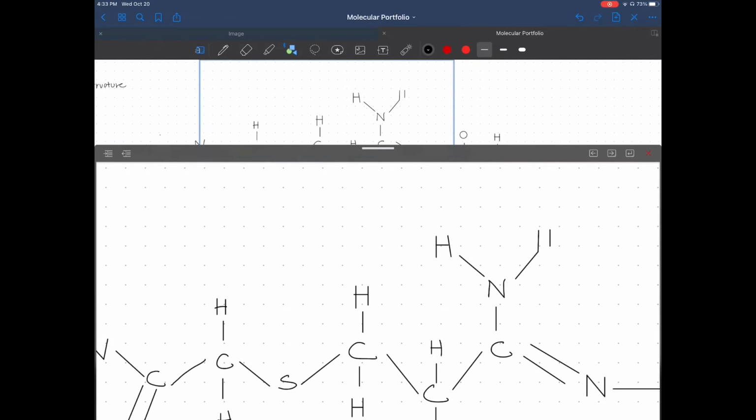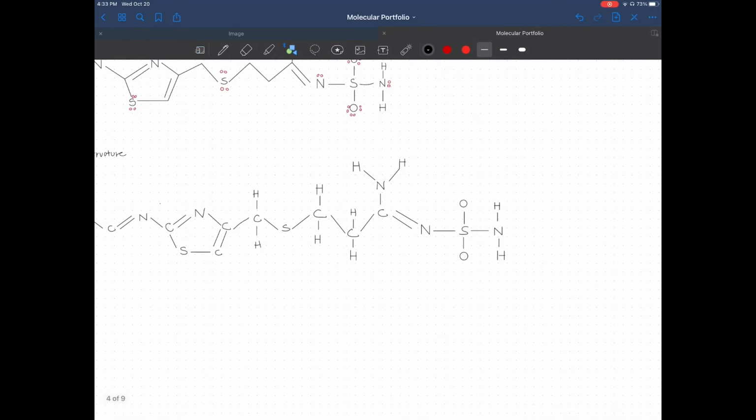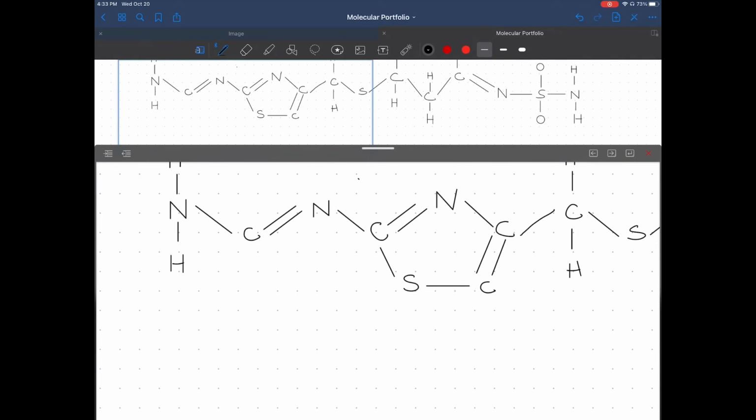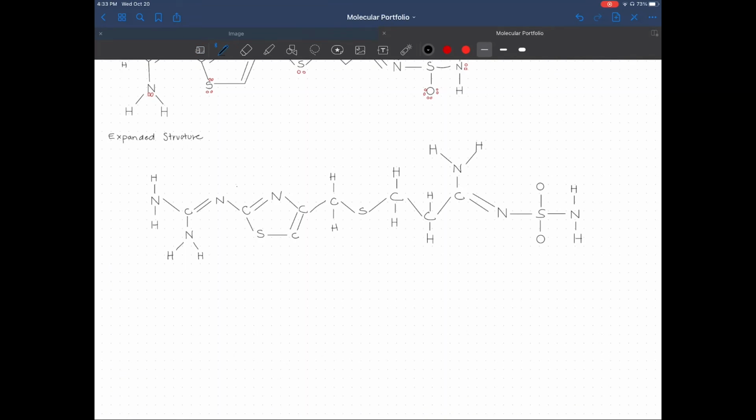I'm now adding the hydrogens to the nitrogens. I'm also adding the nitrogen that's bonded to the carbon and the hydrogens that are bonded to the nitrogen. In this structure, I will also go back in and add the lone pairs to the atoms that need to satisfy their octet.